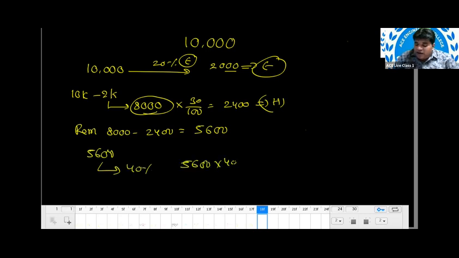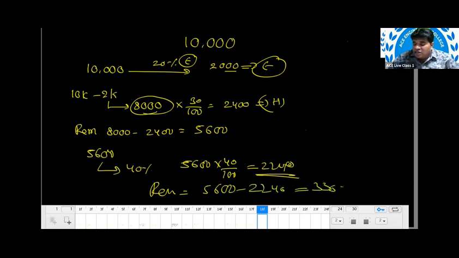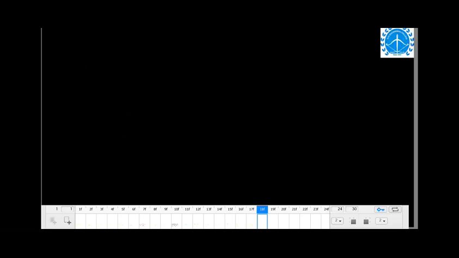Now again, in 5,600, 40% is Marathi. 5,600 into 40 by 100 means 2,240 Marathi books. What are the remaining books? 5,600 minus 2,240 is 3,360 books, which belong to the Telugu books. Are you getting the concept, Anita? Yes, sir. Okay, Girija, now come to the left.